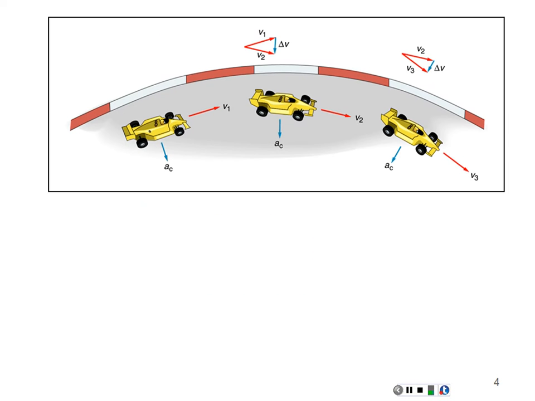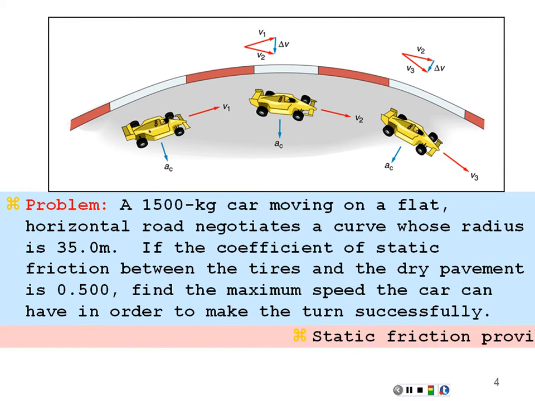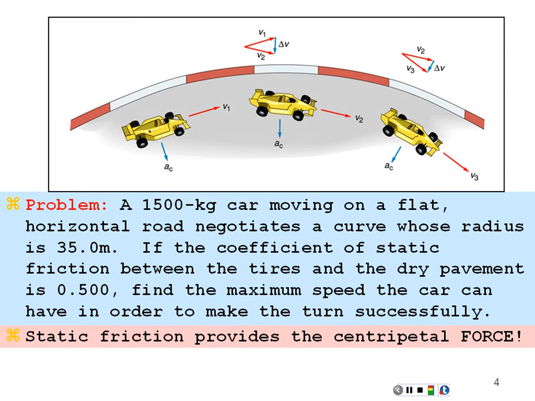Let's try another example. A 1,500 kilogram car moving on a flat horizontal road negotiates a curve whose radius is 35 meters. If the coefficient of static friction between the tires and the dry pavement is 0.5, find the maximum speed the car can have in order to make this turn successfully. So we're going to say that static friction is responsible for the centripetal force in this case.